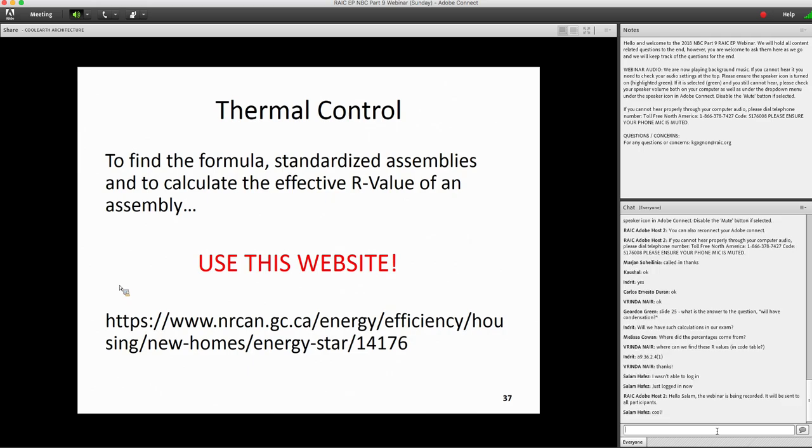So I forgot to put it on the slides, but it's in 9.36.2.6, table 9.36.2.6.1.